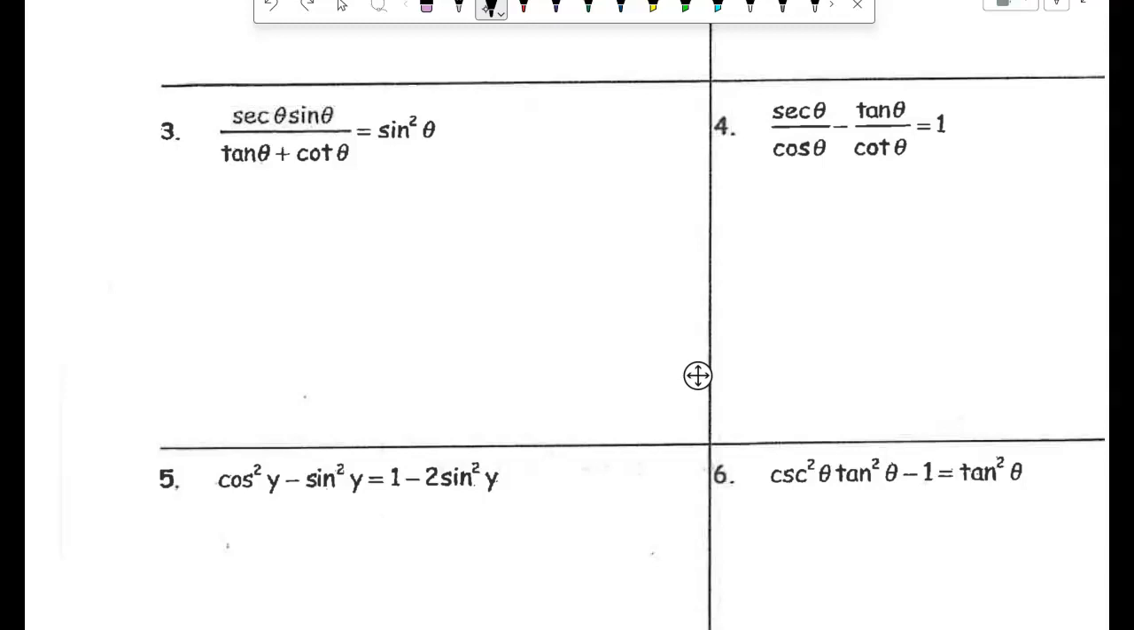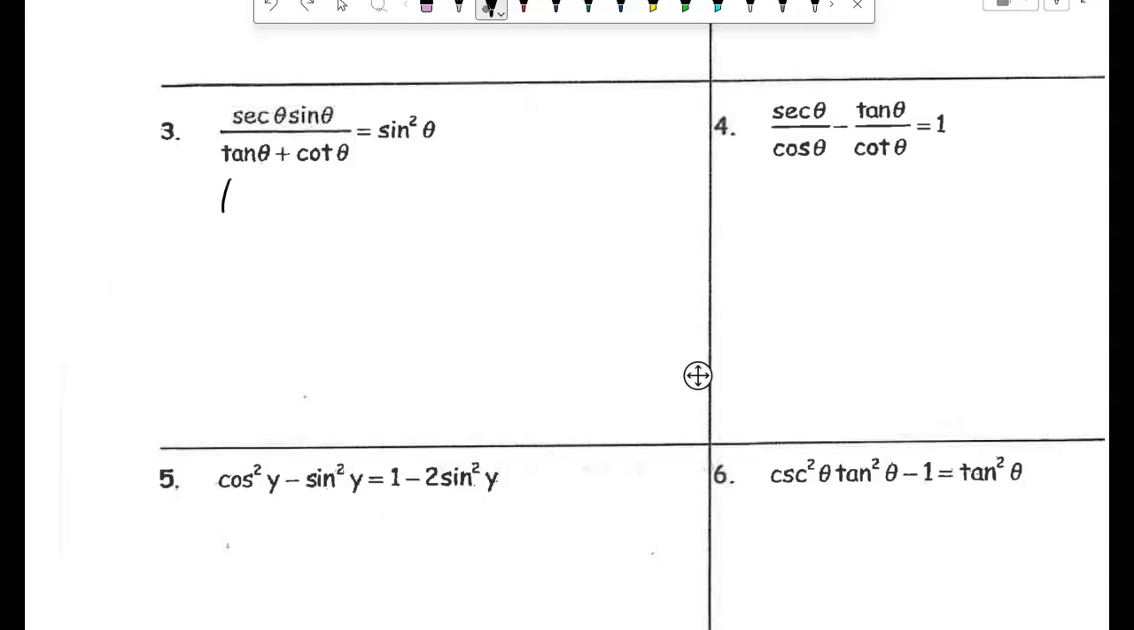Because right now, is it screaming any huge identities? No, it doesn't. I don't have a Pythagorean identity. I got the sine squared theta, but that's not going to help me if I'm working on the left. Guys, if you're stuck, do what? Change it to sine and cosine. If you're stuck, just try it. Might not be the most efficient method, but if it works, it works. Sometimes it's not the way you want to do it.